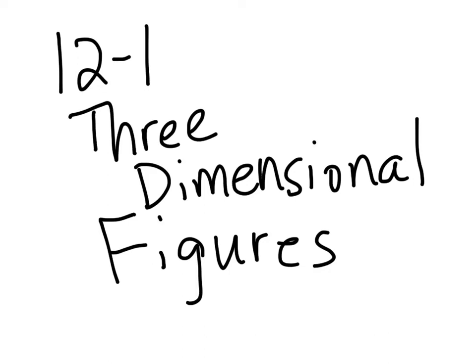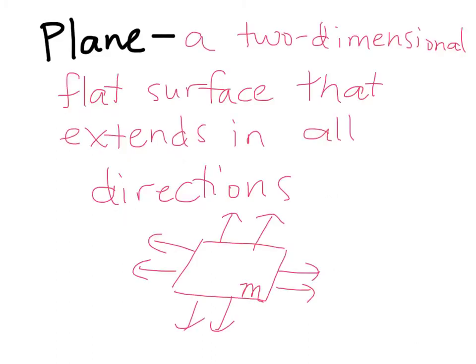Chapter 12, Lesson 1 on three-dimensional figures. First thing we're going to look at is a plane. And a plane is a two-dimensional flat surface that extends in all directions. So planes are kind of the very building block of our 3D shapes.